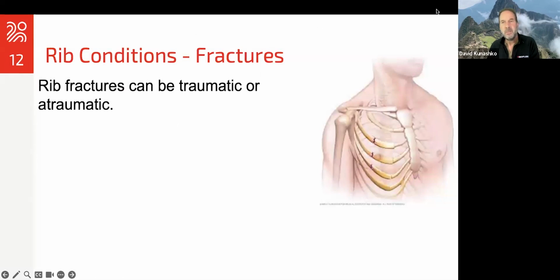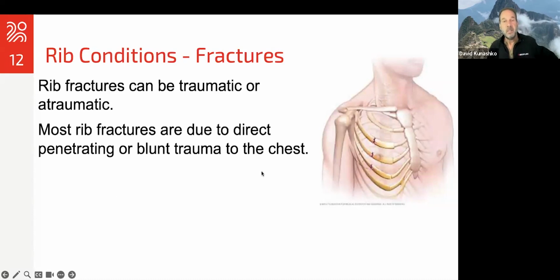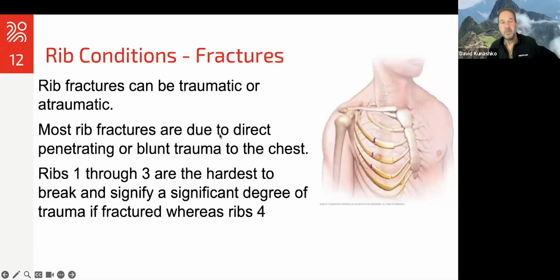So speaking of other symptoms and conditions, let's talk a little bit about some of these common conditions and how you might use laser therapy. A fairly common issue is rib fractures. They can be traumatic or atraumatic. Oftentimes they are due to trauma, like car accidents, sports, even falls, or blunt trauma to the chest. Ribs 1 to 3 are the hardest to break. They're the strongest, and if they do break, it signifies a significant kind of trauma going on.